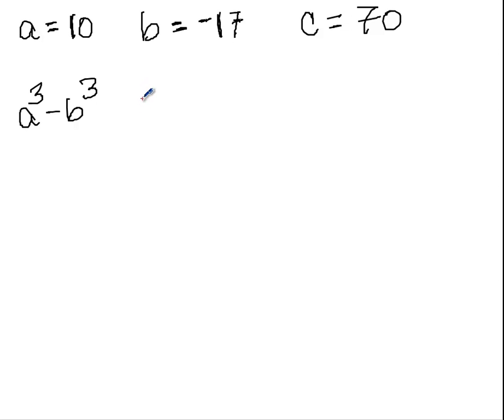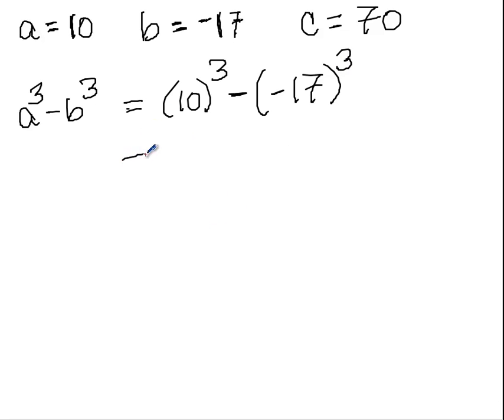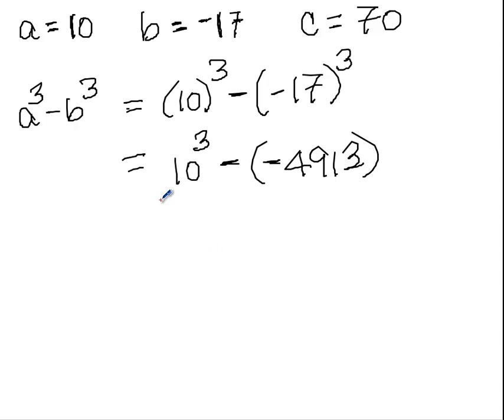a cubed minus b cubed will be 10 cubed minus negative 17 cubed. So the first thing I'm going to do is take negative 17 cubed. When I do that, I get negative 4,913. Now I'm going to take 10 cubed, and I get 1,000.